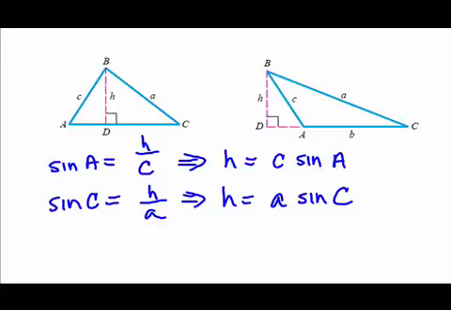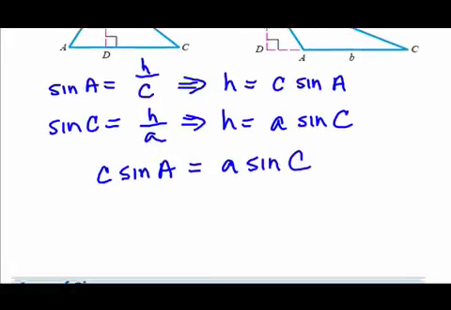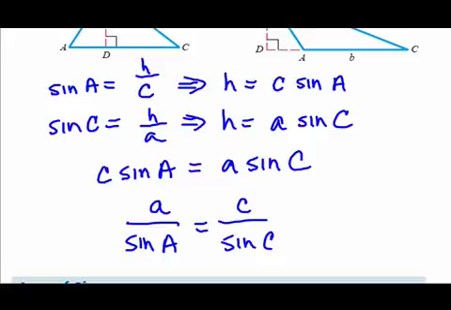And since they're both equal to H, that means they both have to equal each other. So C sine A would have to equal A sine C. And if we use cross multiply in reverse, you can see how we get the proportion A over sine A equals C over sine C. What I mean by that is if you cross multiply our last step, we get the step above that. And here we're slowly building what we call the law of sines.